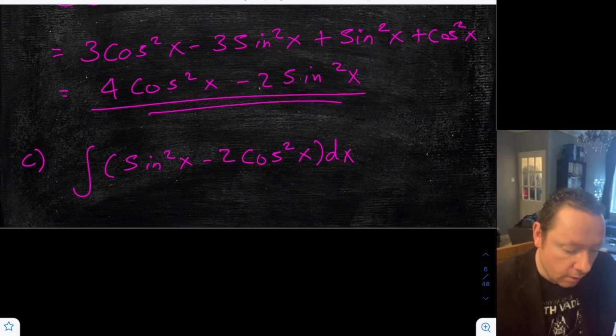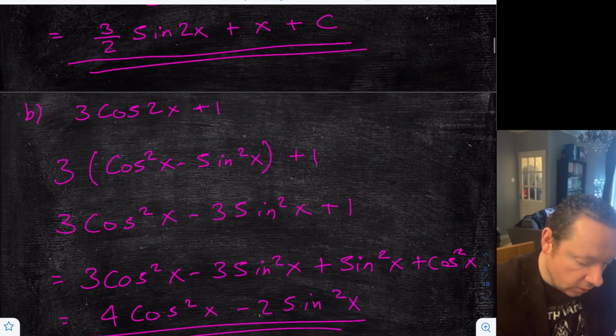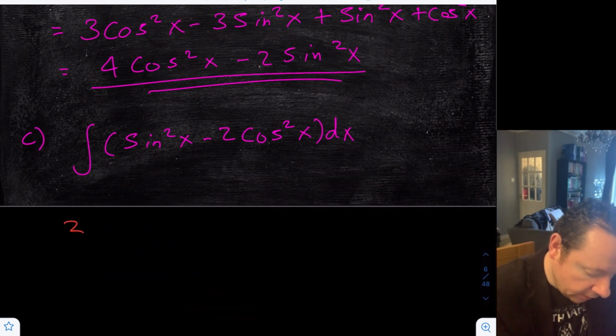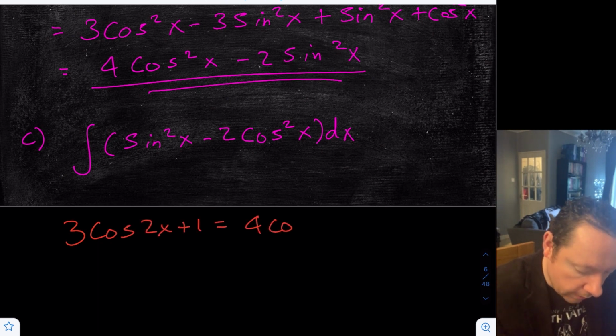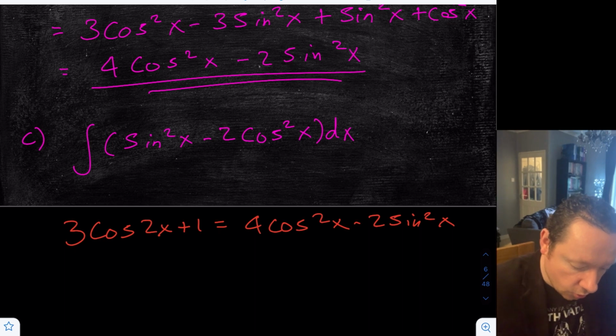We're going to use our result that we've just found out, because that looks very similar to this result. So let's have a look at what this result was. It was 3 cos 2x add 1. So as an aside, 3 cos 2x plus 1 was equal to 4 cos squared x minus 2 sine squared x. If I divide this by 2 then, I would get 2 cos squared x minus sine squared x. So let's just do that to start with, just so you can see what's happening. Divide by 2 on both sides.